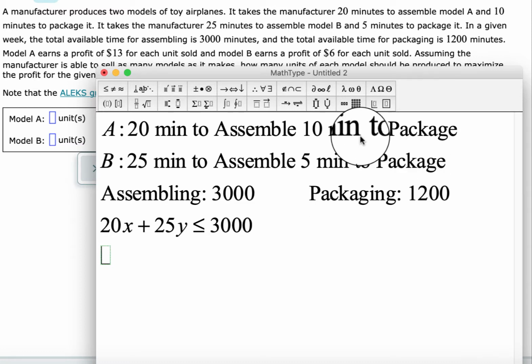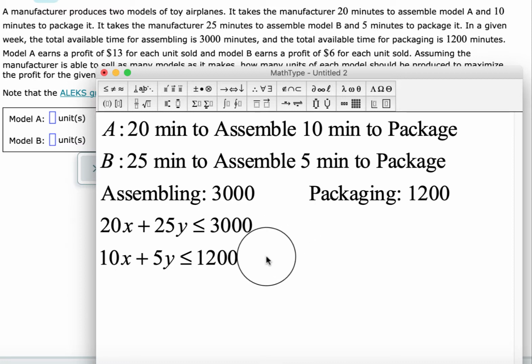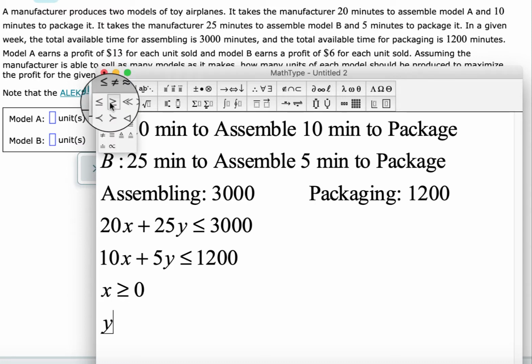And then for our second inequality, we'll have 10X plus 5Y less than or equal to 1,200. We also have that X is greater than or equal to 0 and Y is greater than or equal to 0.